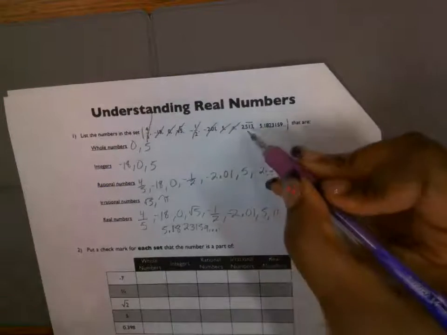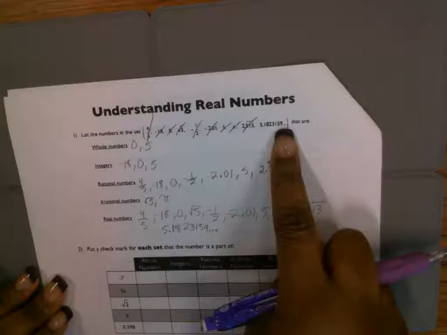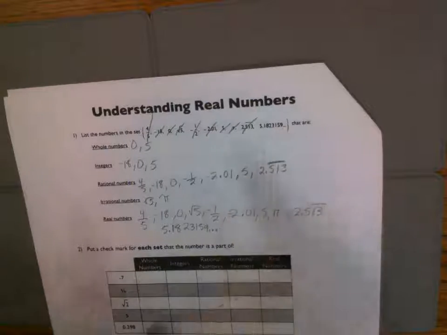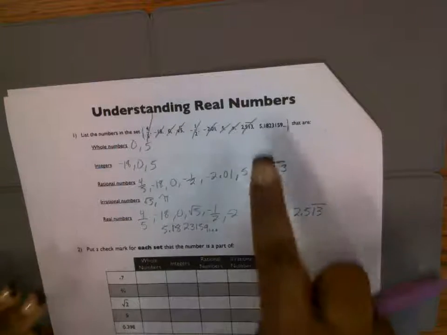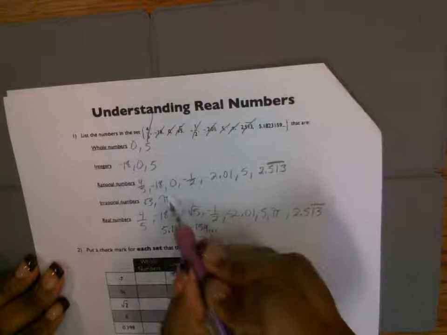Okay. The next number, this last number, has the little dots on the end as a decimal. That means it is continuing without end. It goes on and on and on forever, but you don't know what number is coming next. So this number here is irrational.